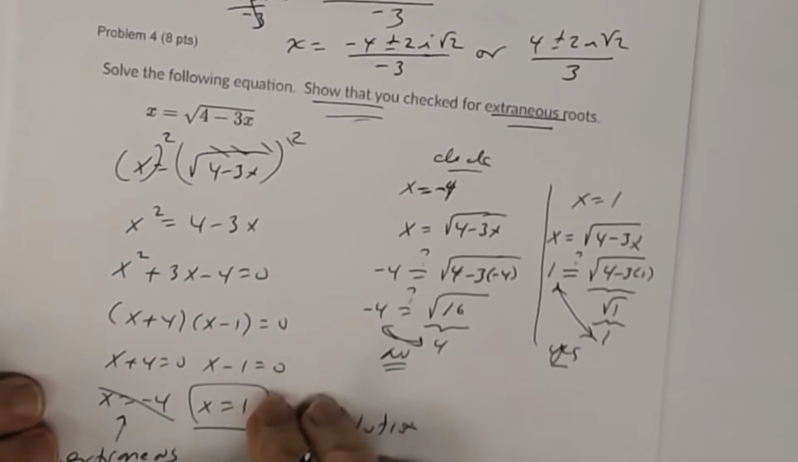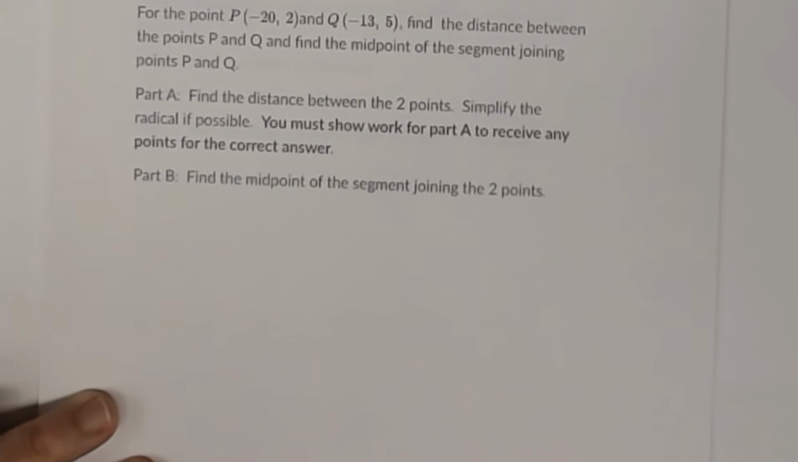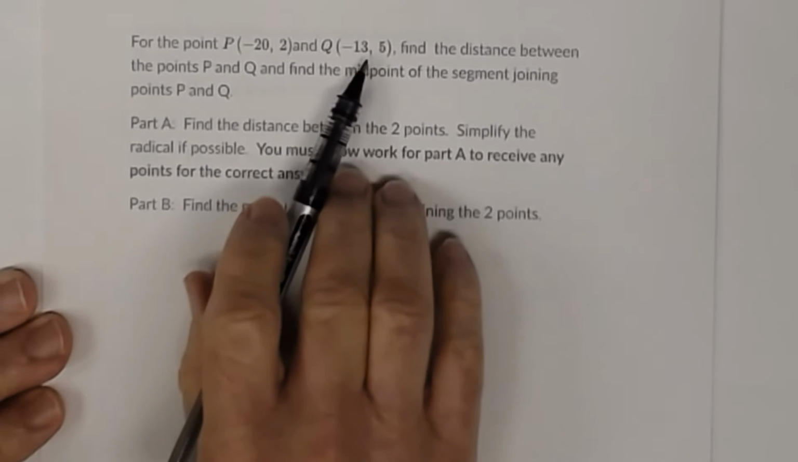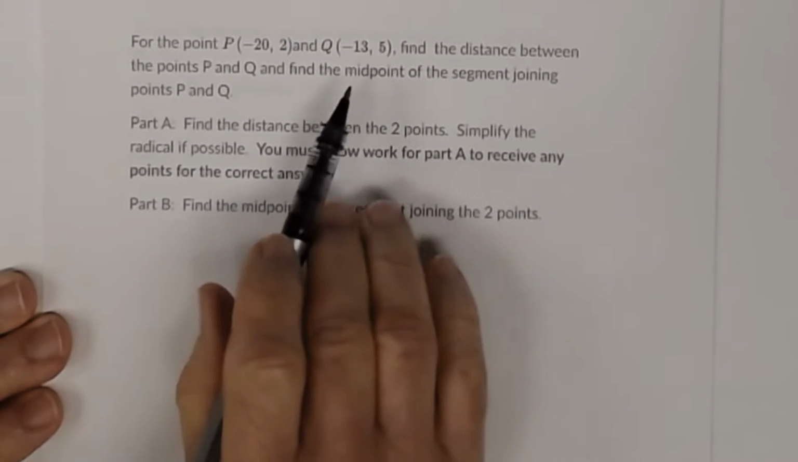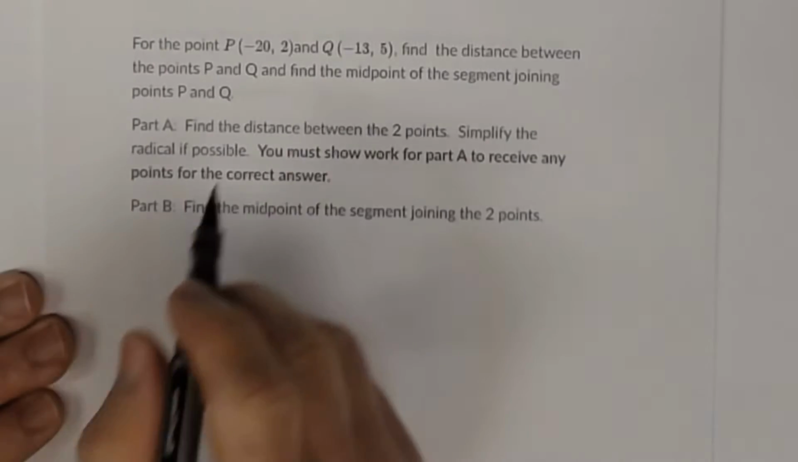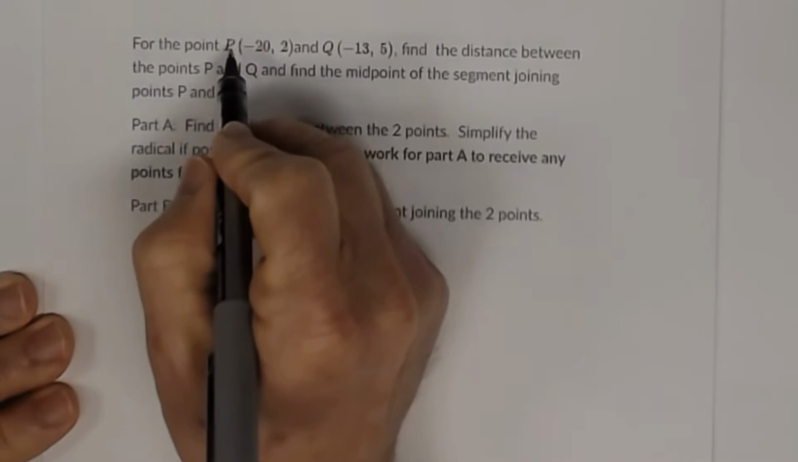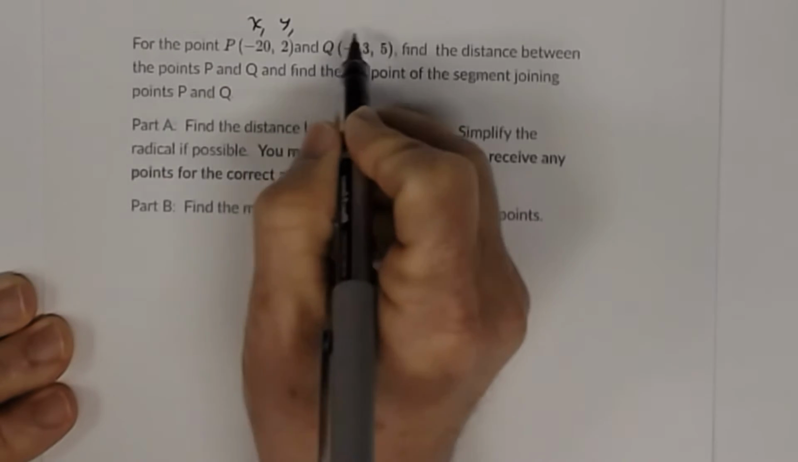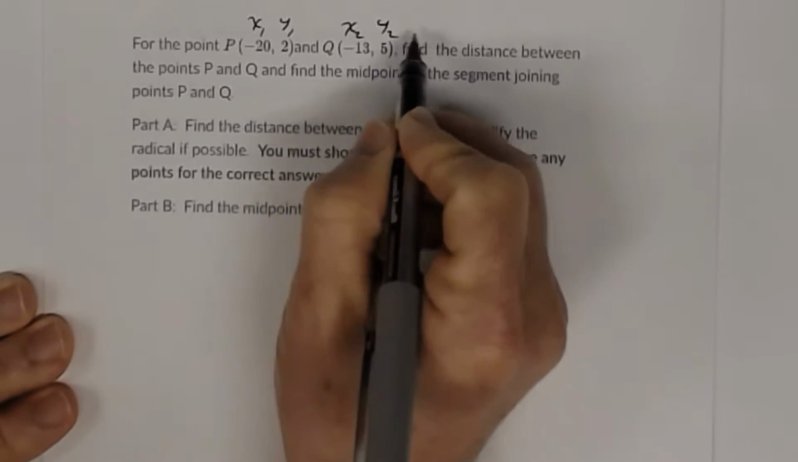All right, number 5, we have this for number 5. So in number 5, you're given 2 points, negative 20, 2 and negative 13, 5, and you would find the distance and the midpoint of the segment that has those endpoints. Okay, so it's a good idea to label these. So let's call this our first point and this our second point. So this is going to be x1, y1, x2, y2.